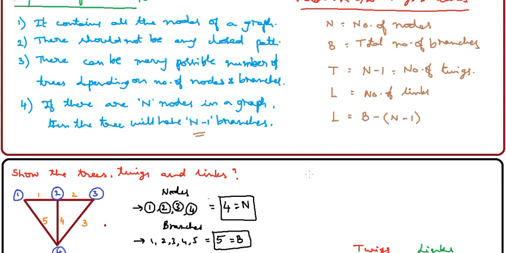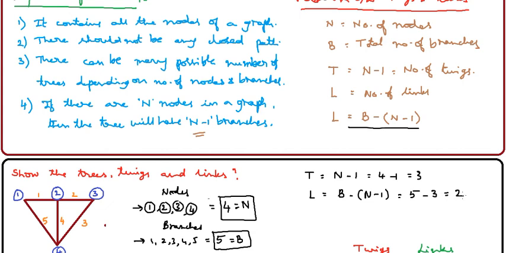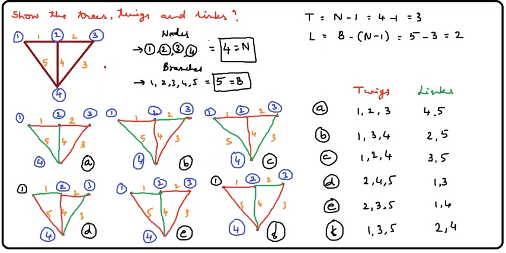So as we know, the number of twigs, capital T, is equal to capital N minus 1, which is equal to 4 minus 1, which is equal to 3. So number of twigs should be 3. And number of links, capital L, is equal to, according to this formula, capital B minus (N minus 1), which is equal to capital B means 5 and N minus 1 is 3. So links should be equal to 2. So that's all. So let us see whether it has come or not.